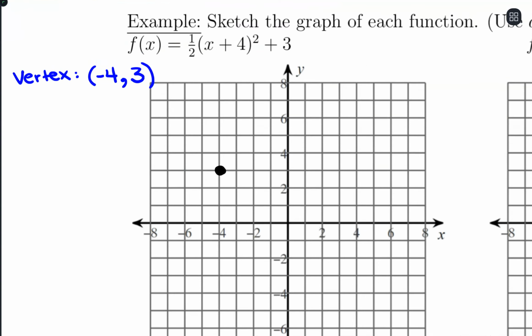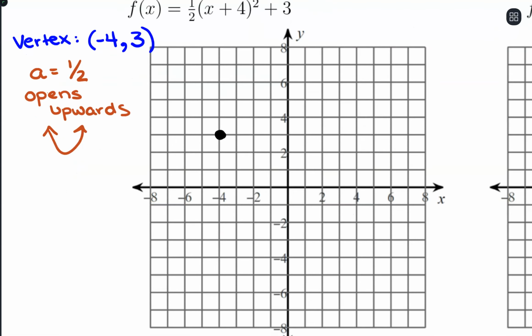And then my value for a is a positive 1/2. Because it's positive, that tells me it's opening upwards. So that's just giving me an idea of the general shape. And if it's opening upwards, there aren't going to be any x-intercepts. But let's say we didn't realize that.